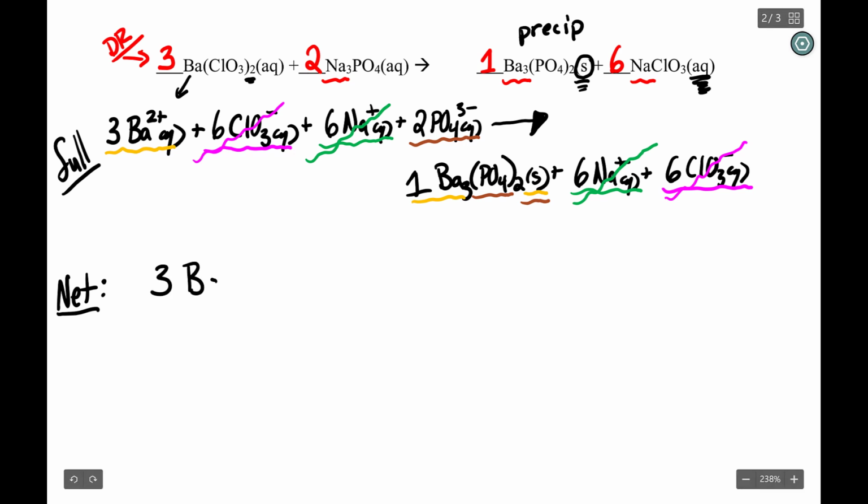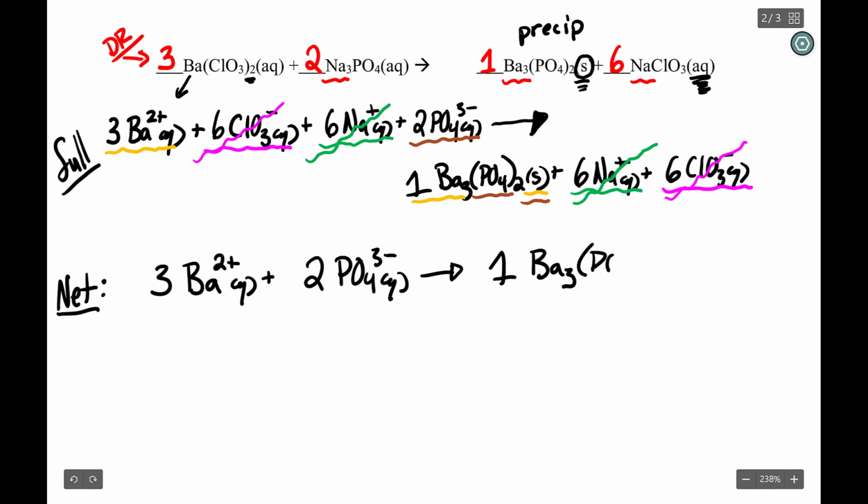I have 3 Ba2+ aqueous. It's reacting with 2 PO4 3- aqueous, and it is turning into 1 Ba3(PO4)2 solid, which is the precipitate. I then need to double check my balancing in 2 ways: the number of atoms, but also the charge.